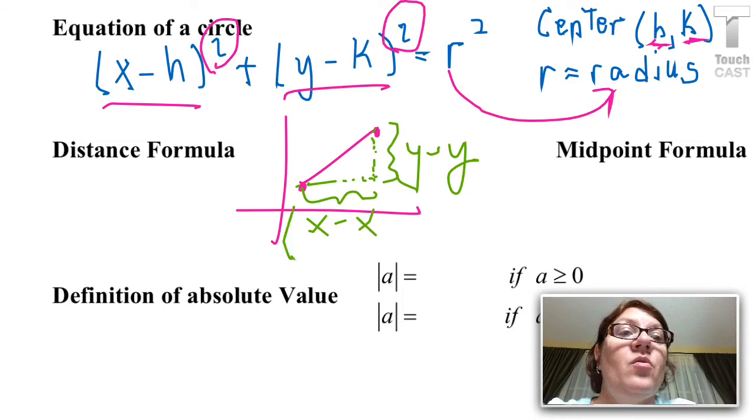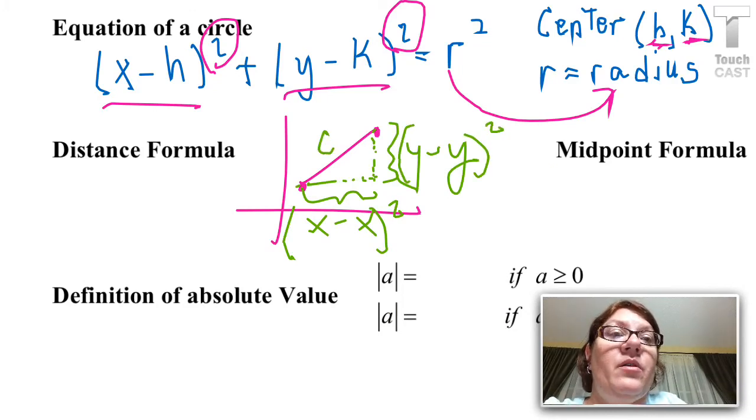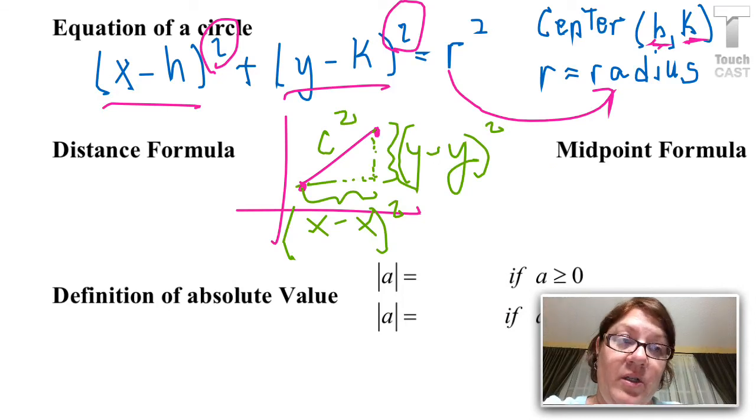And then I'm going to square the legs and add them together to equal the hypotenuse squared. So that's where your distance formula comes from. I'm going to write it up here next. You'll probably want to pause the video and copy it in a second.